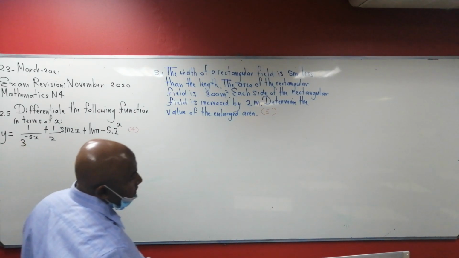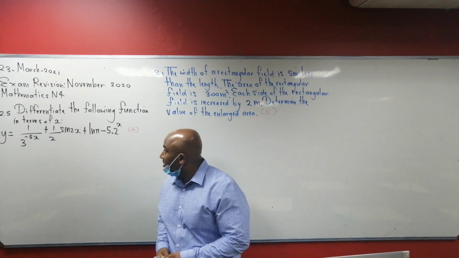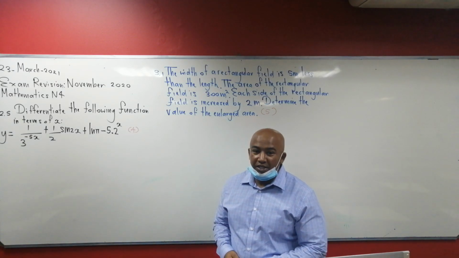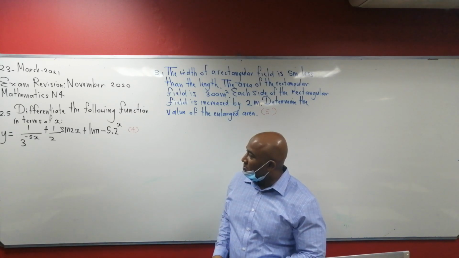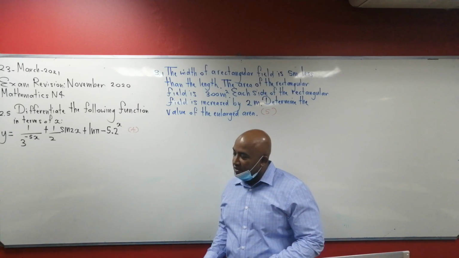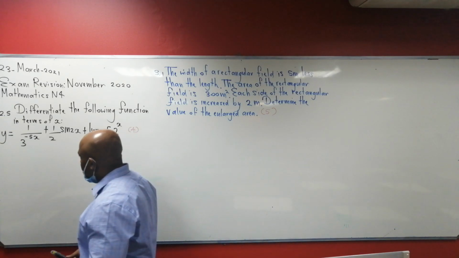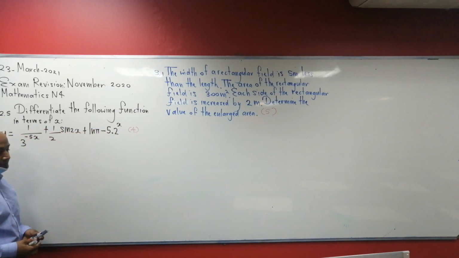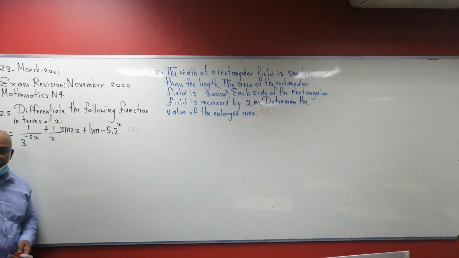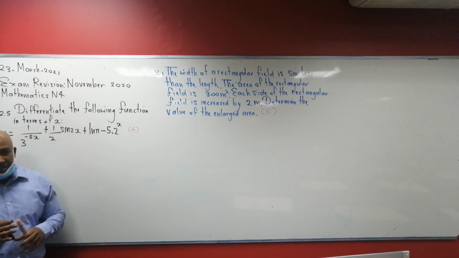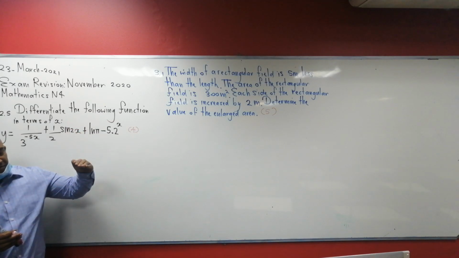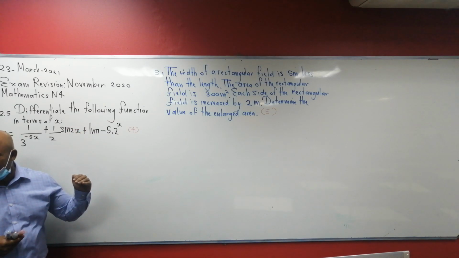Right, so we continue with 2.5 from the November 2020 exam. Differentiate the following function with respect to x. So what do we do? First, check each term. Is each term in standard form? Does it look like one of the formulas from your table of derivatives?